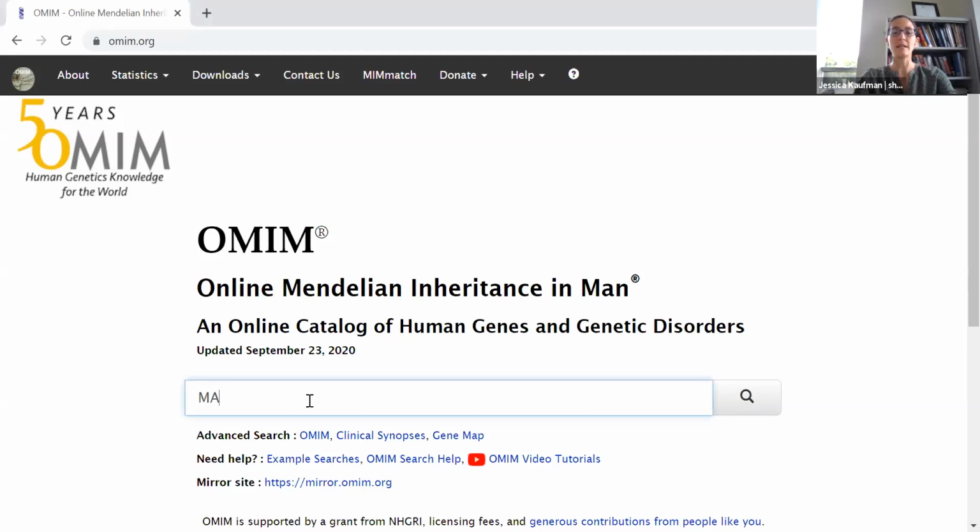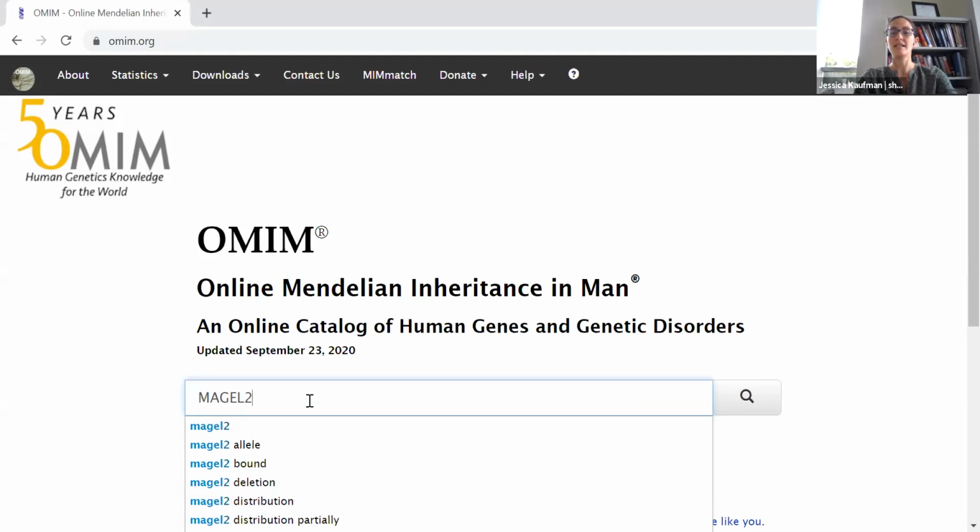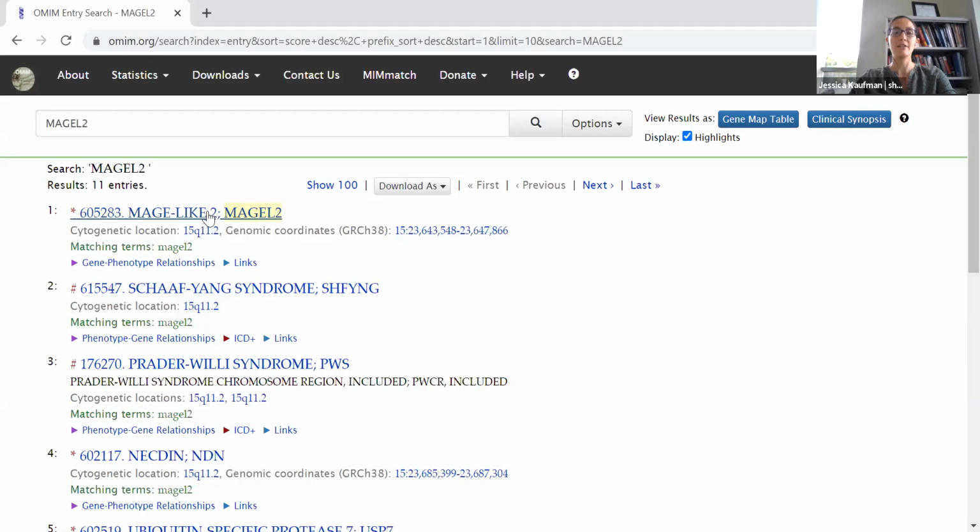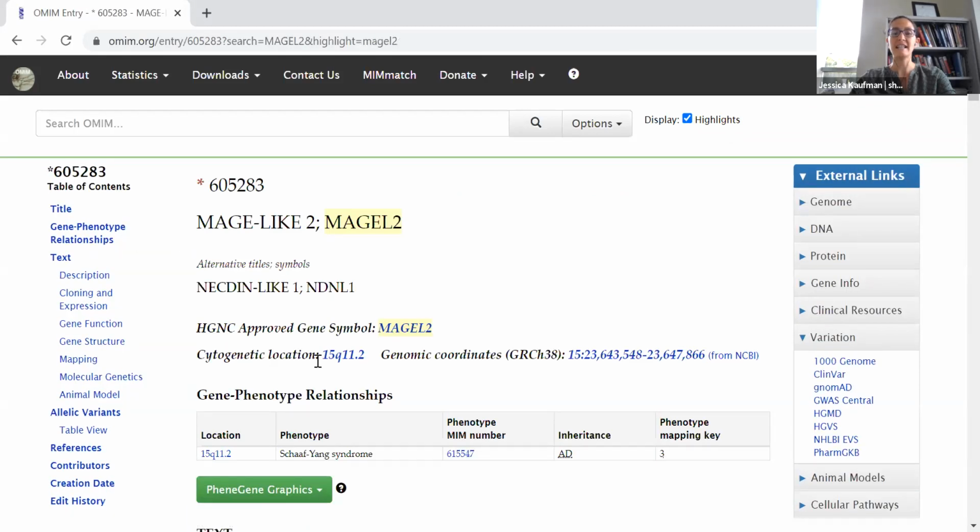So I'm going to start by looking up MAGEL2. This is the gene that we looked at in our last case study in class. And when I look it up, I see the gene, I see what it's associated with, I see that it's an autosomally dominant inherited pattern, and I can look at this view on the left of allelic variants.